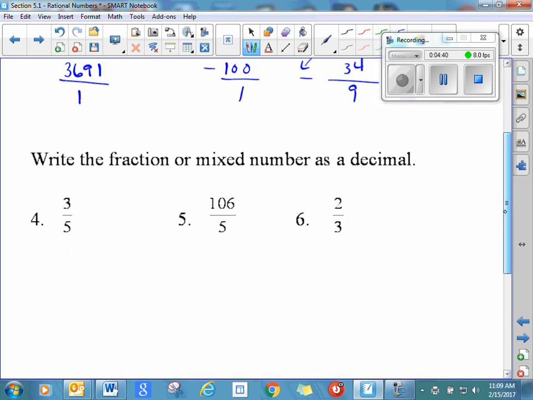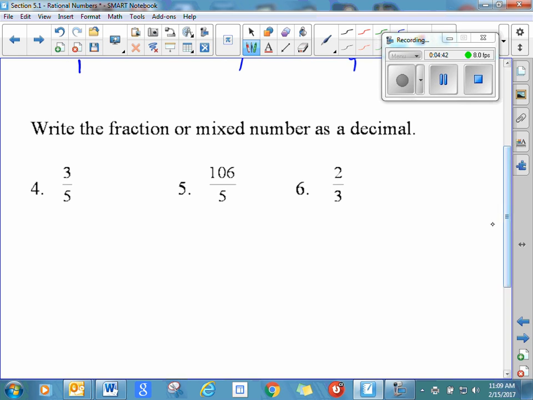Okay, I'm going to do a few of these. In years past, kids have a hard time remembering how to do long division.